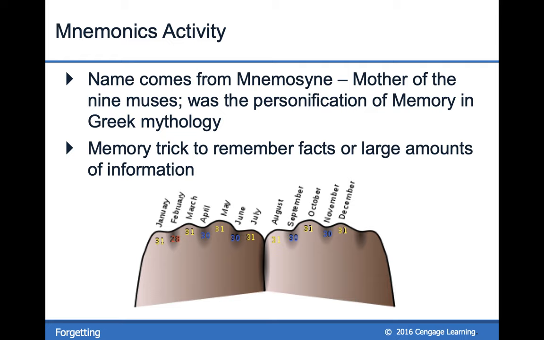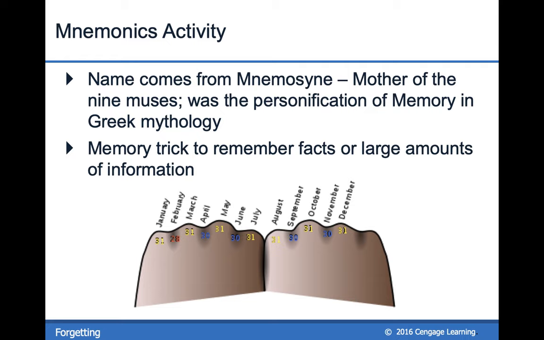All right, so also, in order to help us remember things and keep things in our memory system, we can use what are called mnemonics. The name comes from the Greek mythology of, I think it's a goddess, Mnemosyne, I think is how you say her name. She's the mother of the 9 muses, and she was a personification of memory in Greek mythology. So mnemonics are any tricks that help us remember facts or large amounts of information.